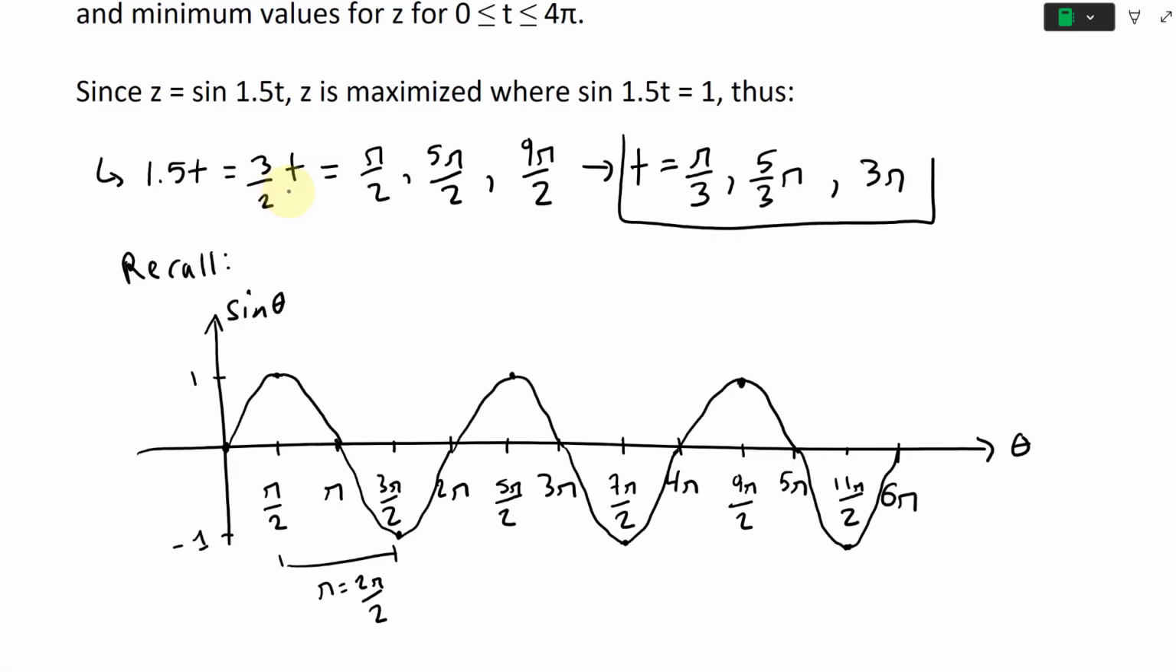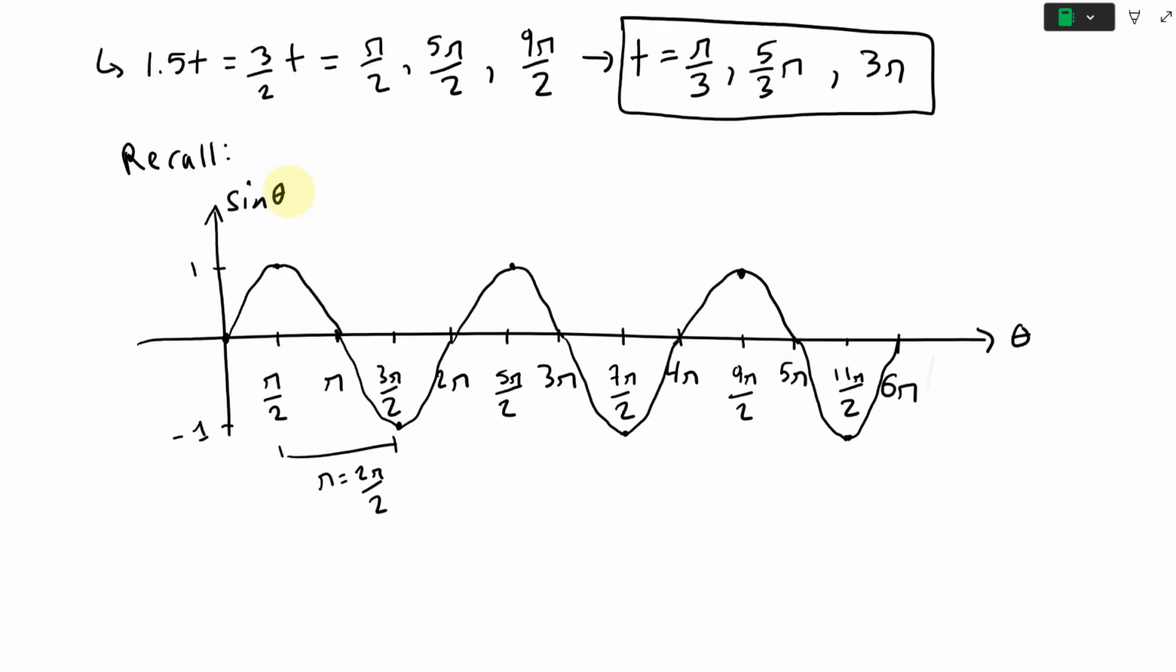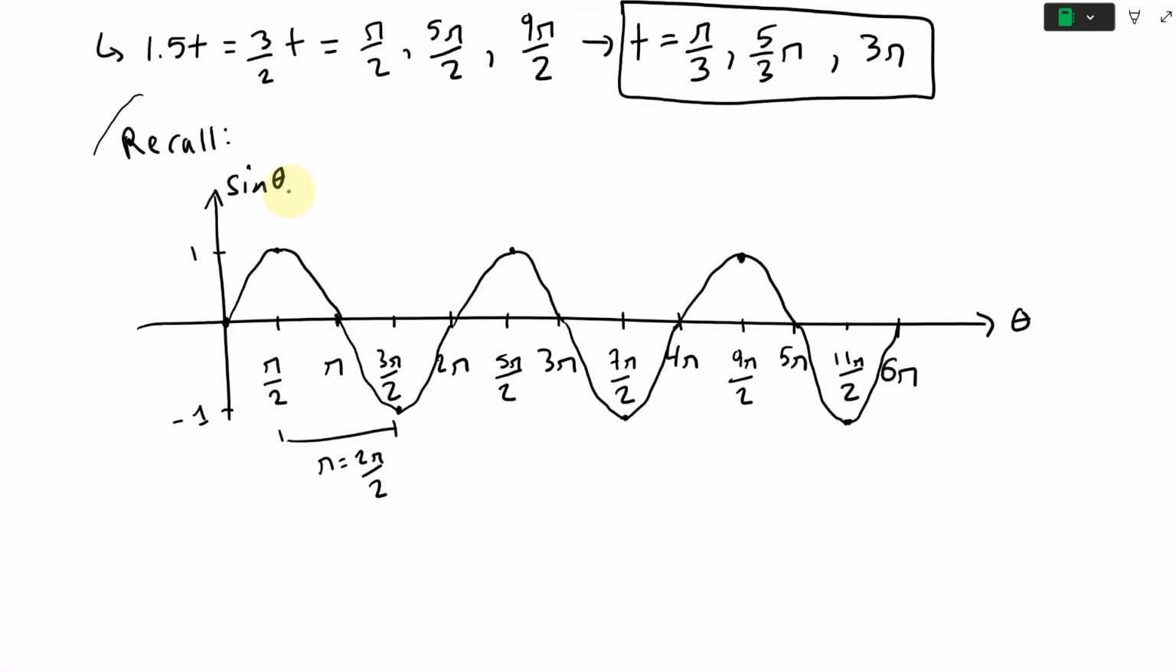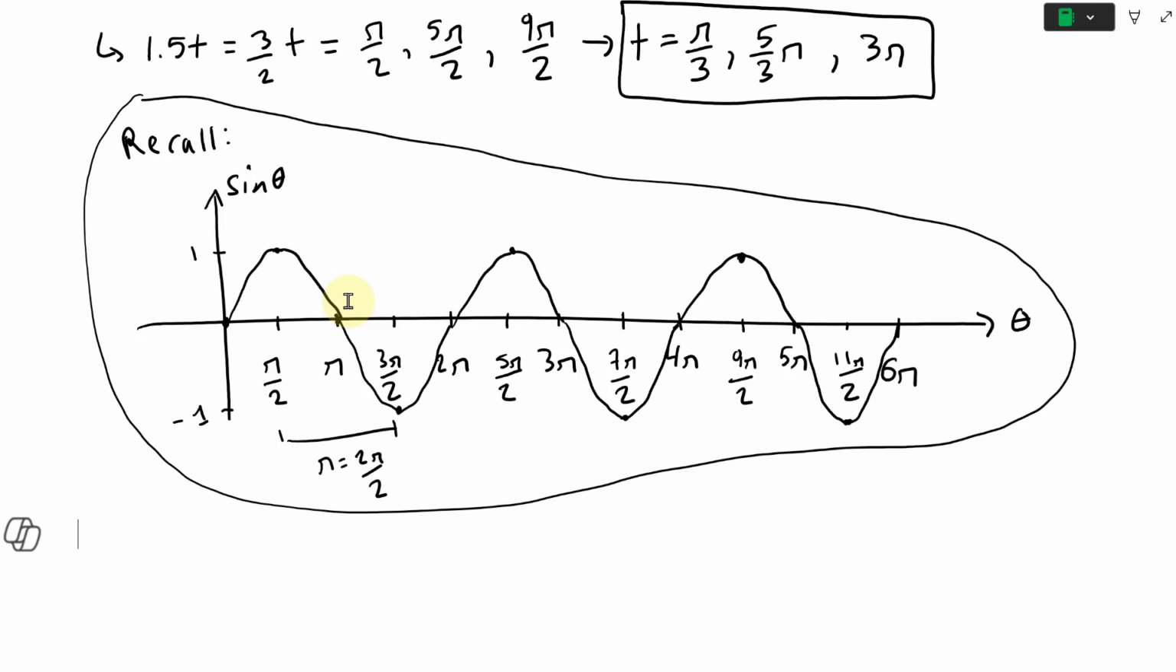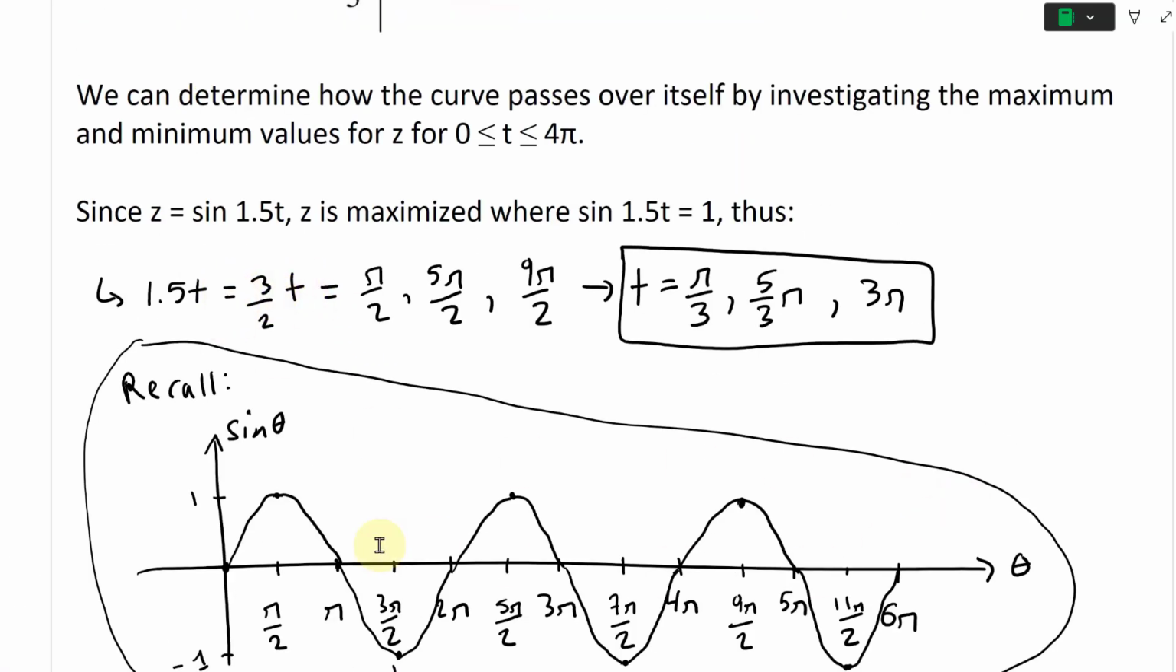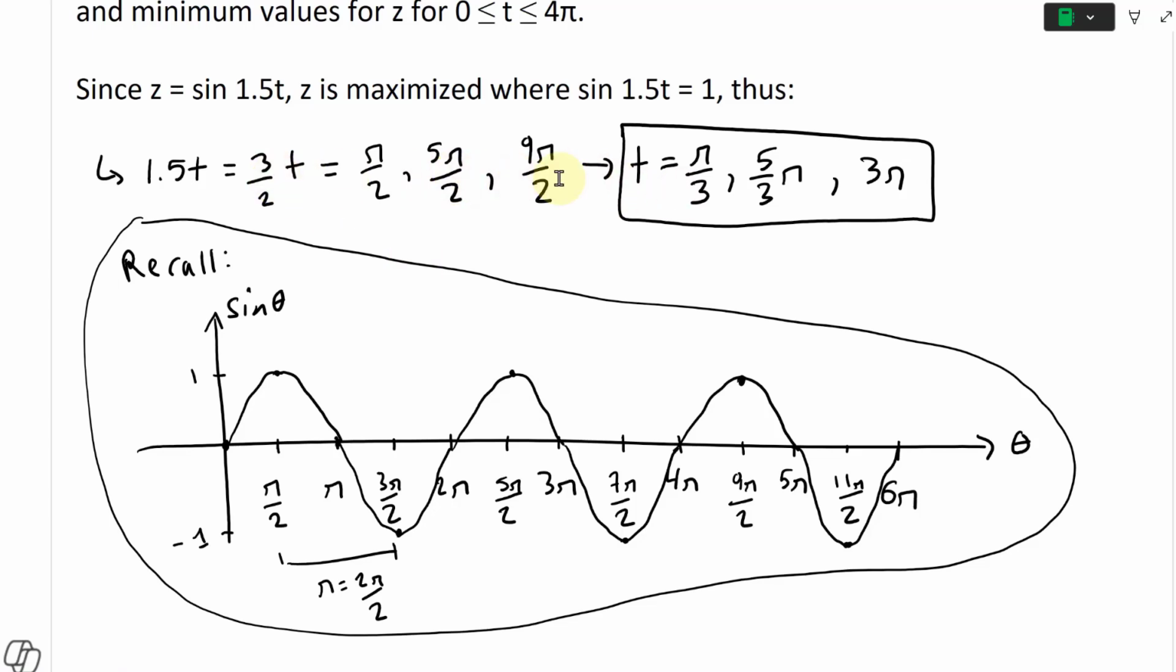So these are t values at maximum. And now I'm going to circle those just so that it's not associated with those other values. This is just a sine function. And then we're considering this one for 3/2 t, and then from there just solve for t.